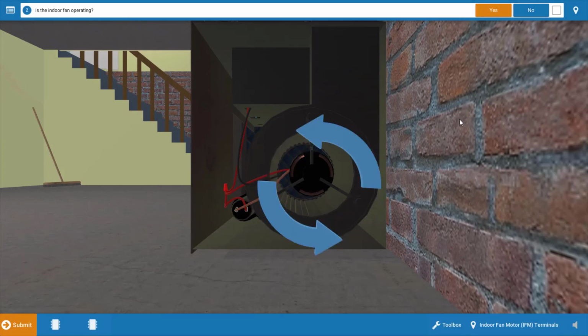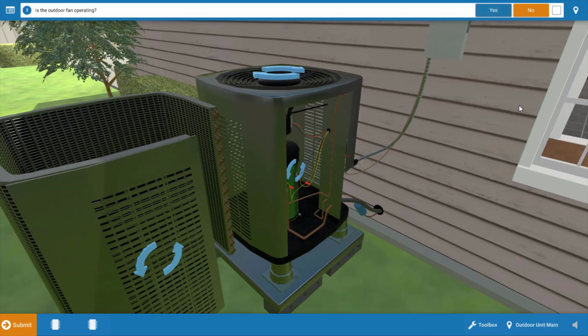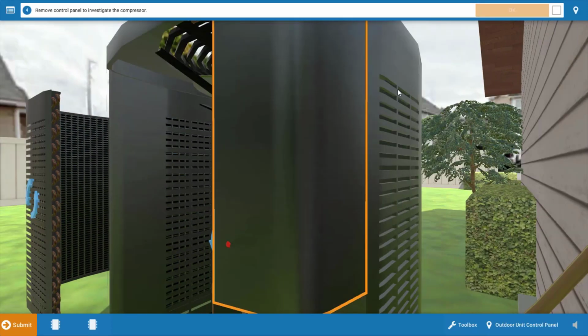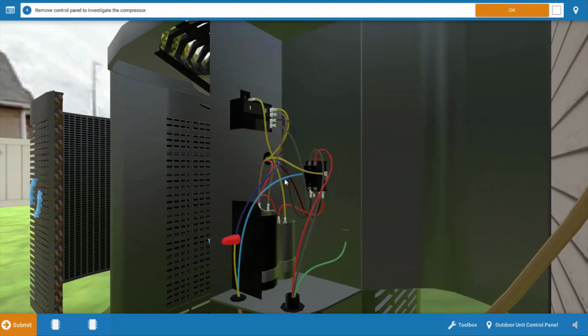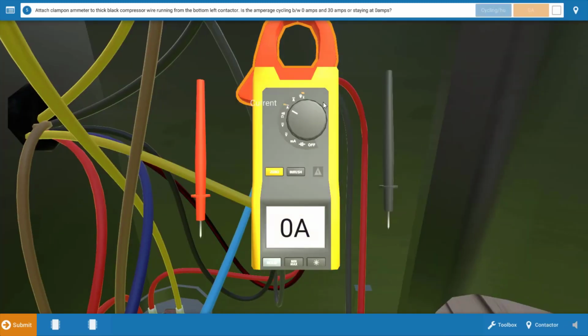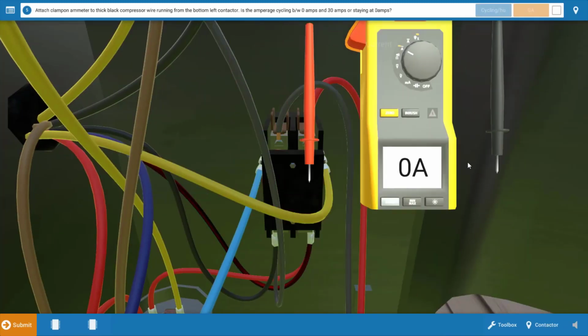The indoor fan is running here as evidenced by the spinning blue arrows. So we're going to click yes there. Now I've removed the cover from the outdoor unit, but we can see that our outdoor fan is not in fact operating, so we're going to click no. Now, as for our compressor, you may be able to hear whether it's running or not, but it's always a good idea to use the clamp on ammeter to verify if the compressor's on or off, or in fact, if it's possibly cycling on and off.